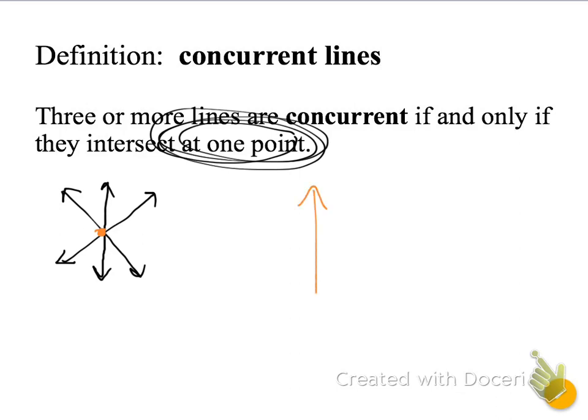So if I had this, this, and this, that is not concurrent because they're not intersecting all three of them at one point. They have to intersect all three at one point for it to be concurrent.